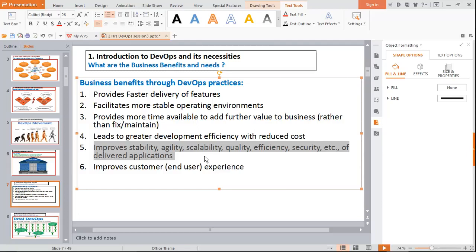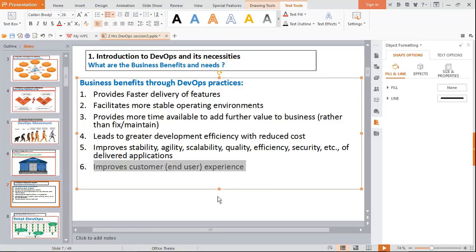When you have more requirements, they'll think about the requirement fixes only, maintaining them only. They'll not find time to think about security aspects. These all are related with the delivered applications. All these characteristics will be improved in DevOps culture, DevOps practices, and improves customer experience. Like the end user will have day by day more satisfaction, and you'll be happy to work with the business customers also.